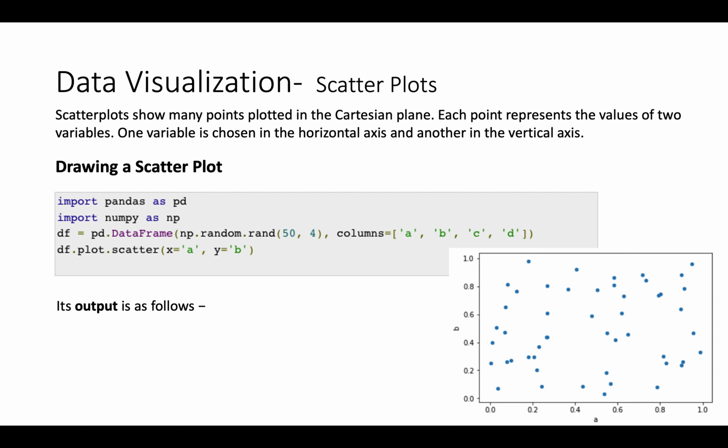Okay, so next step we can draw the scatter plot, which shows many points in the plot in quantum. Each point represents the value of two variables. One variable is chosen on the x axis and the other on the y axis. To draw the scatter plot, the same function uses the data frame and a random array of 15 by 4, and then using the scatter plot you can show the result here.